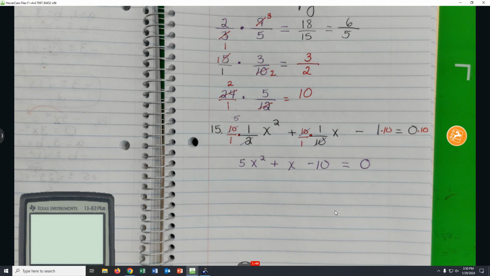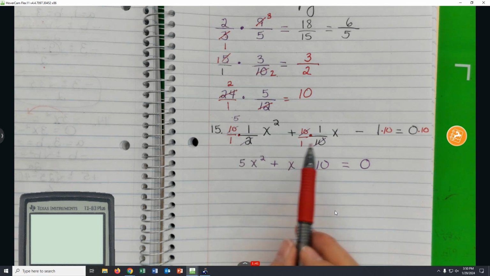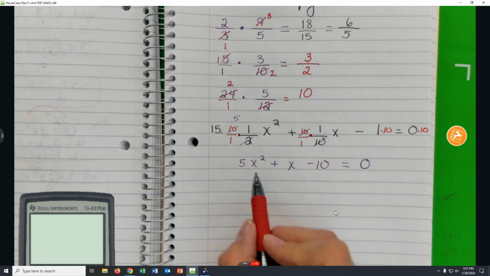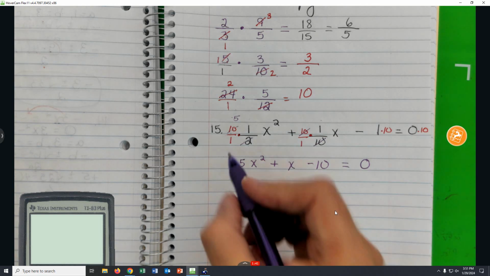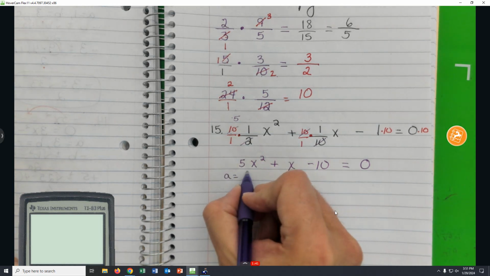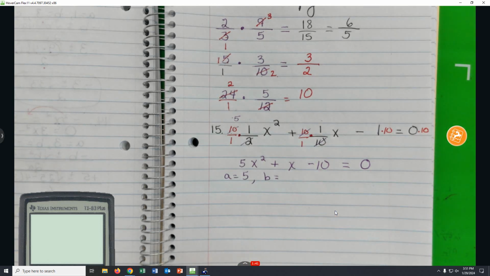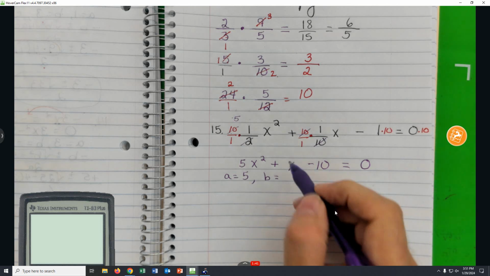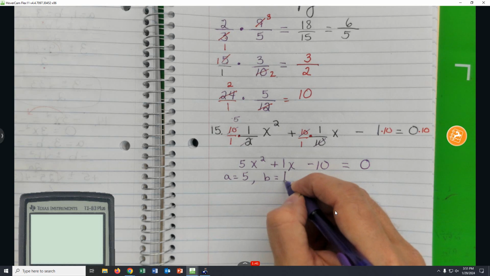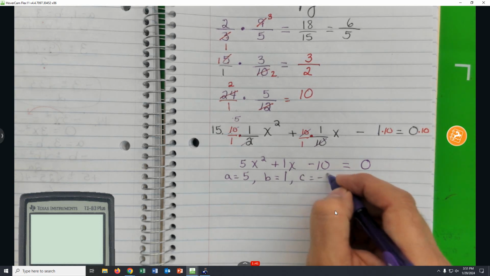What I've done is rewritten the equation, and what I think will be an easier way to do the quadratic formula. Instead of a is a half, b is 1 over 10, and c is negative 1, we have a equals, let's write it out. A is 5. B, there's not a number in front of the x, so what am I going to put there? A 1, there's always a 1 there. B is 1, C is negative 10.